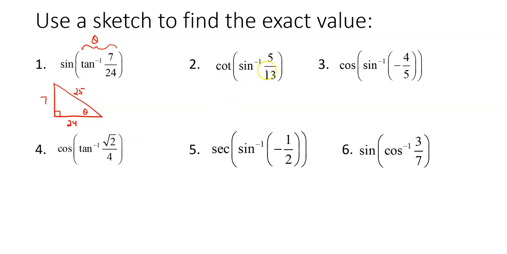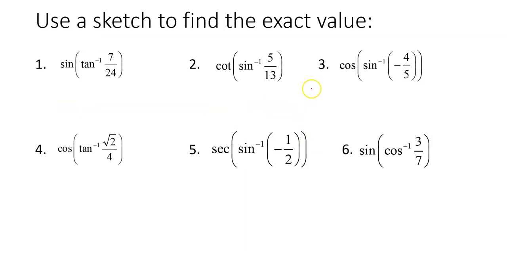The next one says the cotan of the inverse sine of 5/13. So pick a theta. Sine is opposite over hypotenuse, so opposite, hypotenuse. Oh, look at that. The hypotenuse is 13, one side is 5. Boom, the other side's 12. 5, 12, 13 triangle. I want the cotan. Well, if tangent is opposite over adjacent, then cotan is adjacent over opposite. 12/5.